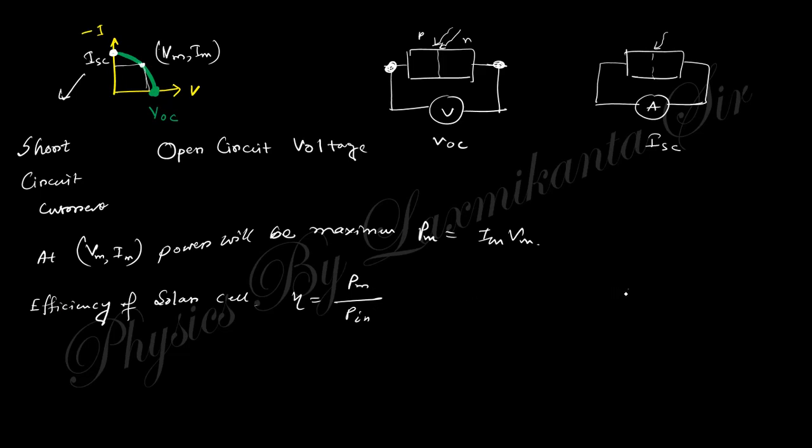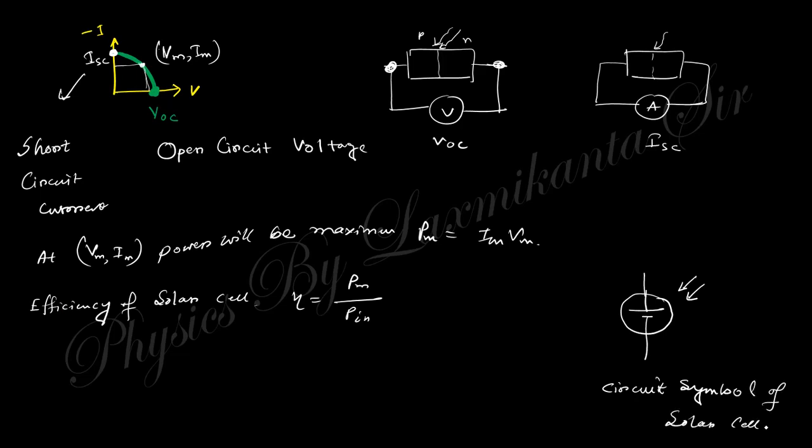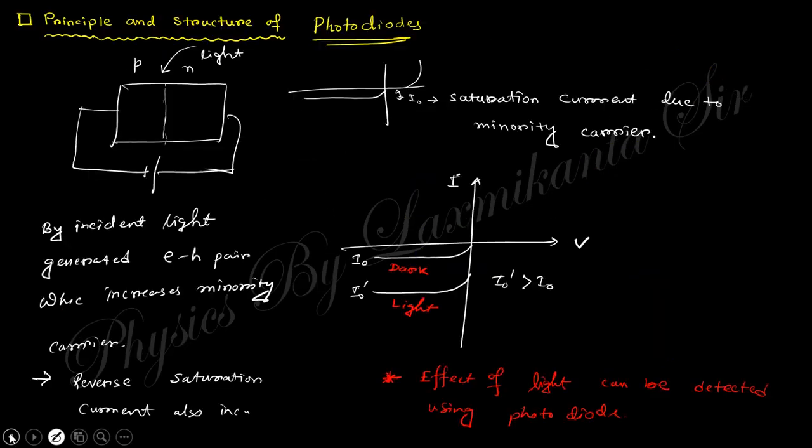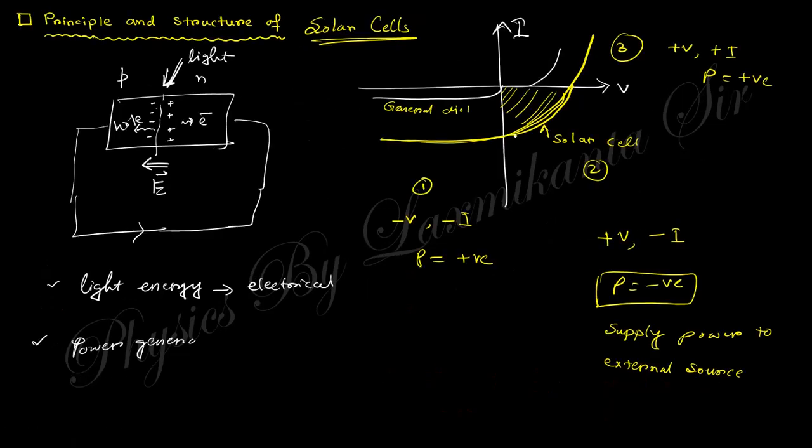And if you want to know the circuit symbol of solar cell, this is actually a voltage source. So you can denote it by a battery with the voltage source where the light is incident. This is the circuit symbol of solar cell. Okay. So you understand photodiode and solar cell both operate in reverse bias, but in photodiode there is reverse current, and in the solar cell that current is negative. So this is the solar cell.